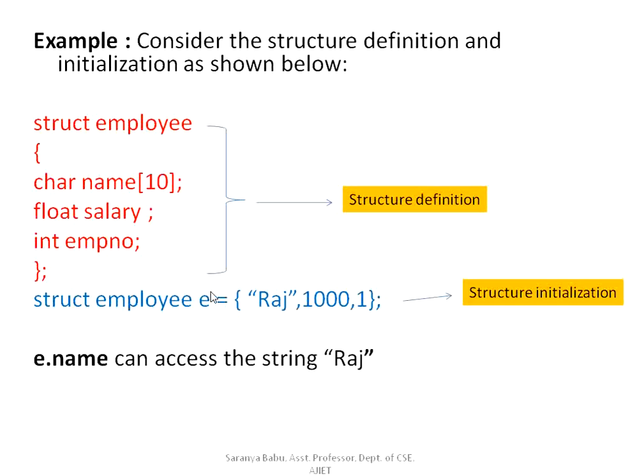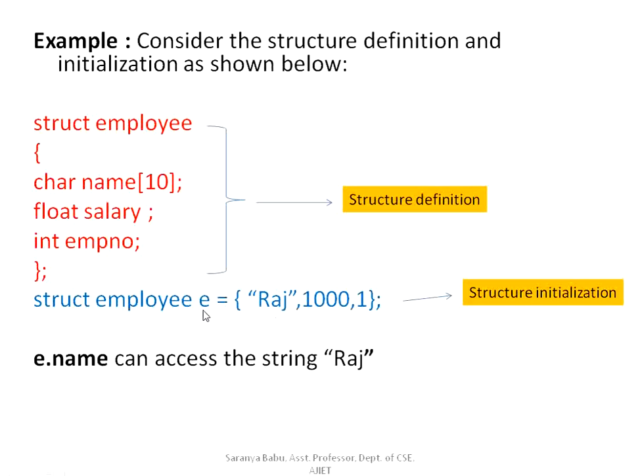In the previous example, EMP1 and EMP2 were the structure variables. Don't get confused: the structure variable is E. Now, with structure variable E, if I write E dot name, it can access the string Raj. If I write the variable, the structure employee, E is the variable, and E dot name is going to give you Raj, because I initialized it as Raj.